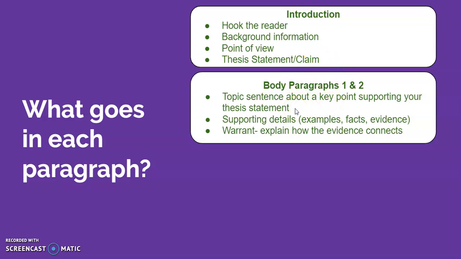So both body paragraphs 1 and 2 will have a topic sentence that is focused on a key point, a key reason to support your claim. Body paragraph 1 will focus on one reason to support your claim. Body paragraph 2 will focus on another reason to support your claim. And then the paragraph will need supporting details. For a research essay, this will be evidence that supports your claim.